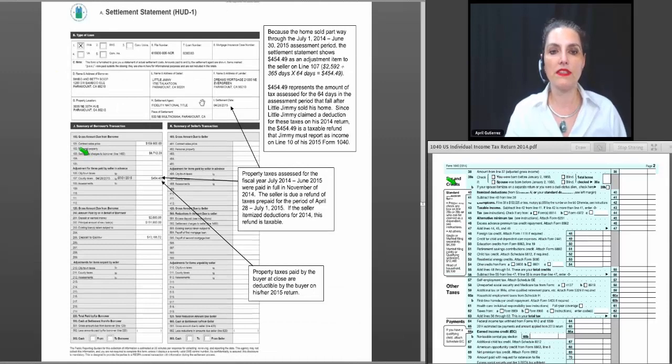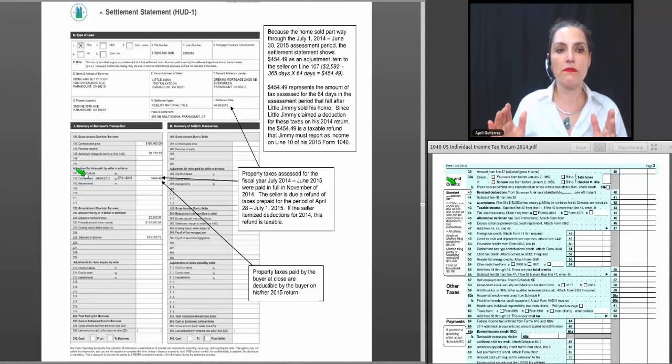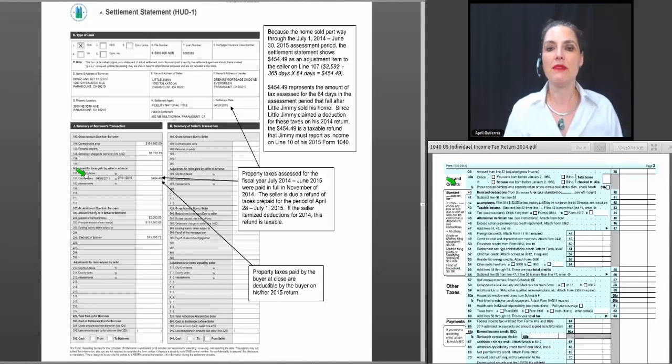So we can see here that the settlement date is April 28, 2015. We can see here that there is a county tax proration going on for the period of time after Bimbo and Betty Boop purchased the house. And it shows that the proration amount for the period of April 28, 2015 through July 1, 2015 is $454. Because the home sold partway through the fiscal year, that is the July 2014 through June 30, 2015 assessment period, the settlement statement shows that $454 as an adjustment item to the seller on line 107 right here.